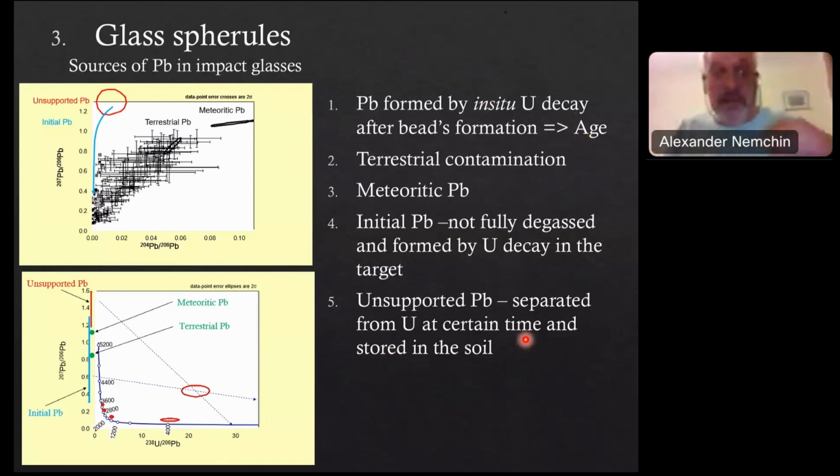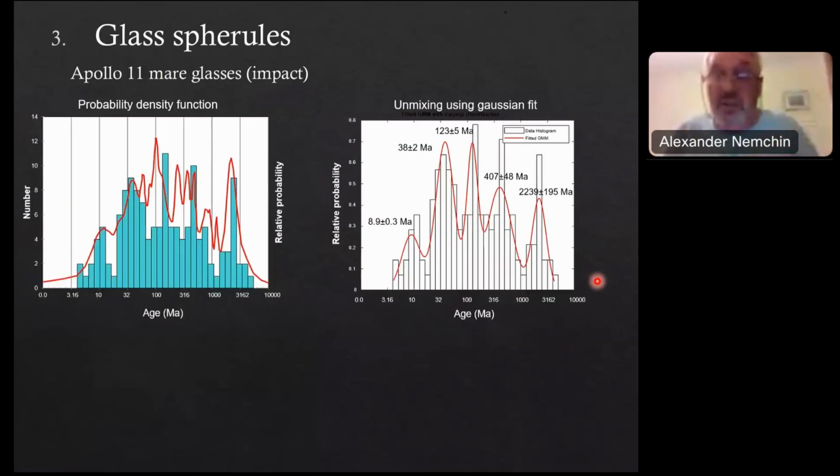multiple sources. We try to find a way, again, three-dimensional correction. We added uranium-thorium systematics, and in this case, you can kind of take into account this type of lead and only deal with the remaining two components, unsupported and initial, and you can calculate the age for each individual bead, and then you run into the next problem. Okay, you've got a whole bunch of individual ages for individual glasses, and then how do you present this data?